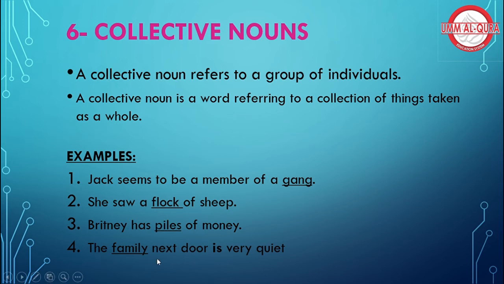Next, the family next door is very quiet. The family means the people who are blood related, okay, like father, mother, son, daughter. So together they are known as a family. So these underlined nouns are collective nouns.